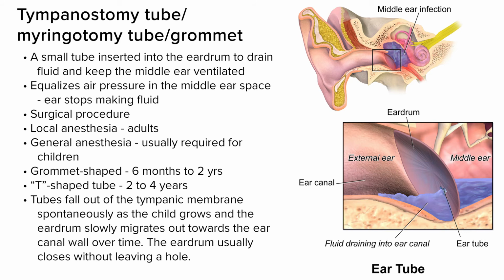Insertion of the tubes is a surgical procedure under local or general anesthesia. Local can be used for adults, but general is usually required for children since it is necessary to be very still during the procedure. The tube is either shaped like a grommet, which generally remains in the eardrum for 8 months to 2 years, or a T-shaped tube can stay in place for 2 to 4 years. Ear tubes fall out of the tympanic membrane spontaneously as the child grows and the eardrum slowly migrates out towards the ear canal wall over time. The eardrum usually closes without leaving a hole.